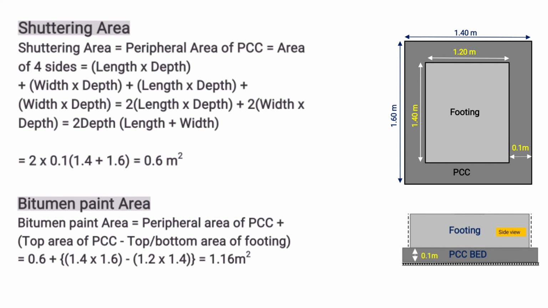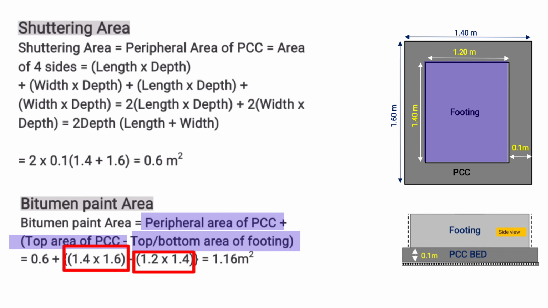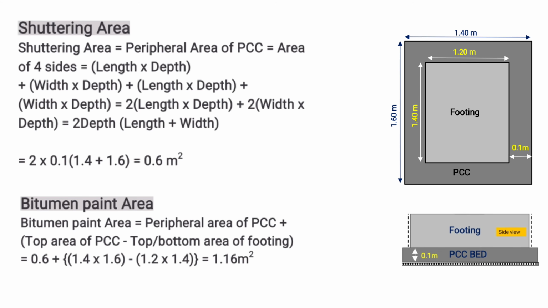The bitumen paint area will be equal to peripheral area of PCC plus top area of PCC minus top or bottom area of footing. The peripheral area of PCC is already calculated as 0.6 meter square. Top area of PCC is equal to length into width of PCC bed, which is 1.4 into 1.6. Top or bottom area of footing is equal to length into width of footing, which is 1.2 into 1.4. On substituting these values, the bitumen paint area will be equal to 1.16 meters square.